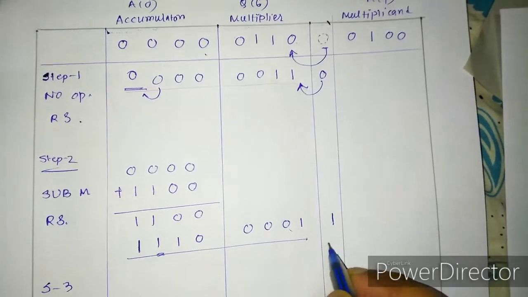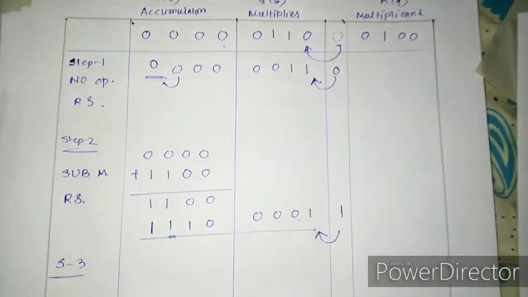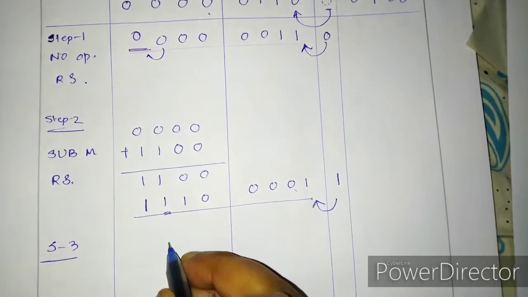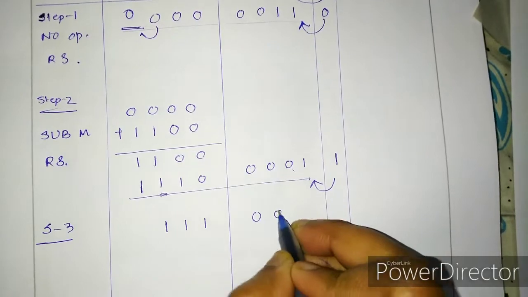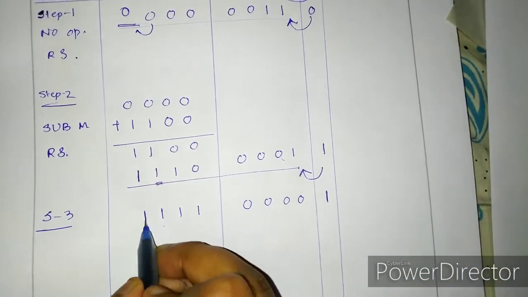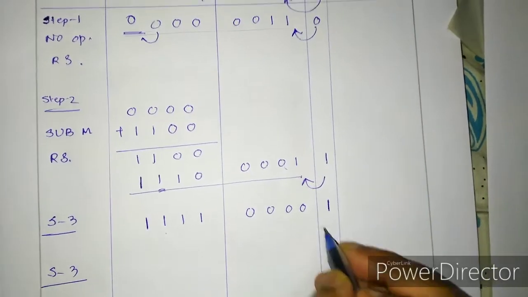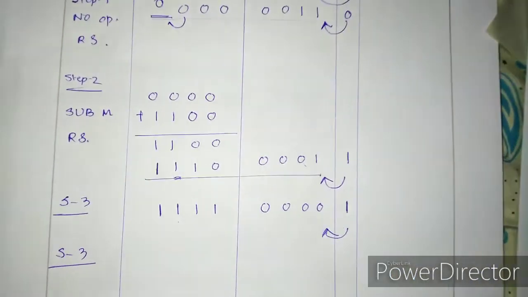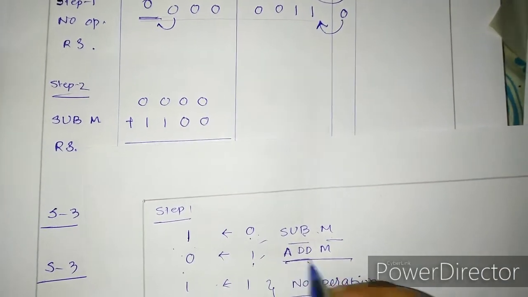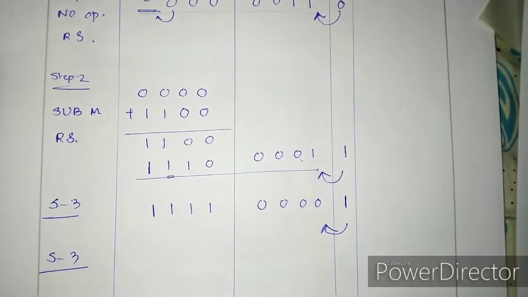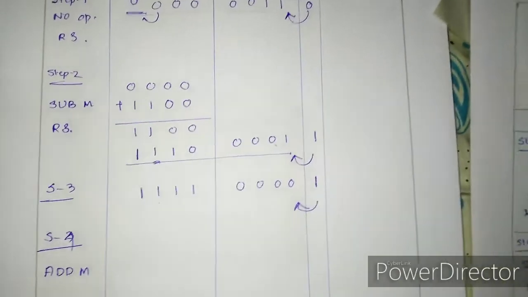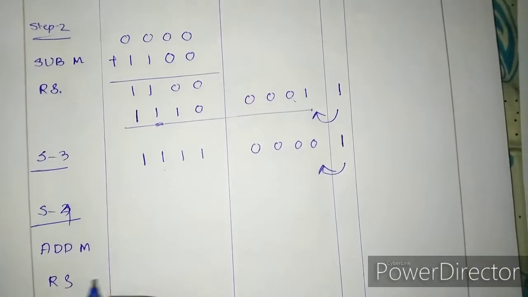Step 3, it is 1 to 1. When it is 1 to 1, no operation will be performed, only a right shift. So it is 1 1 1 0 0 0 0, then 1, and there will be 1. Step 4, it is 1 to 0. Now remember, when it is 1 to 0, it is add M. Then do a right shift.